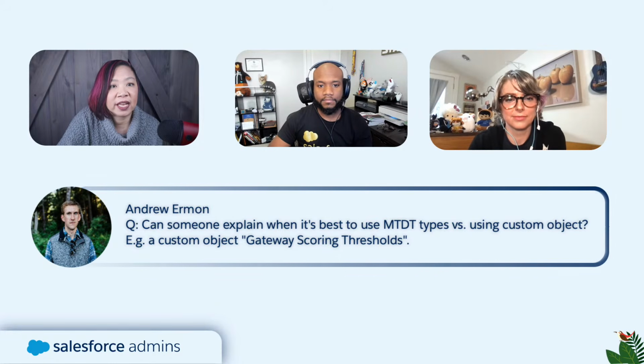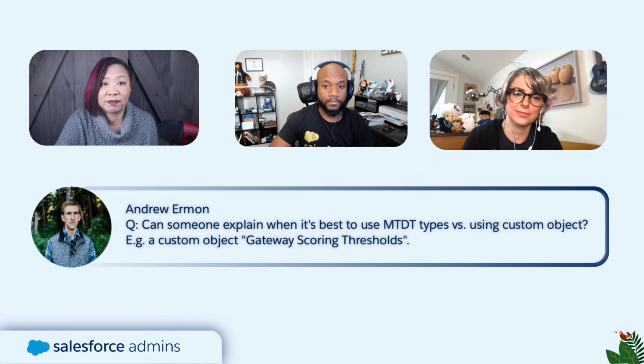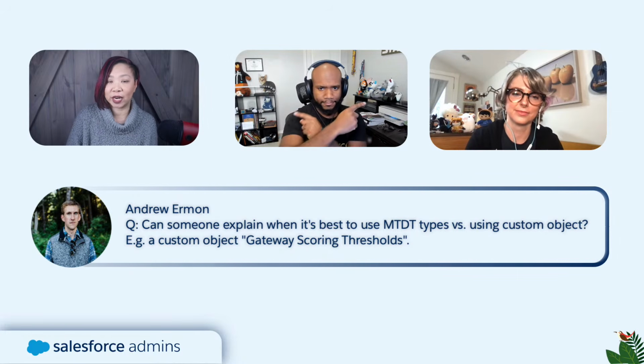Okay, next question is from Andrew. And he asks, can someone explain when it's best to use custom metadata types versus custom objects, such as gateway scoring thresholds for a custom object?